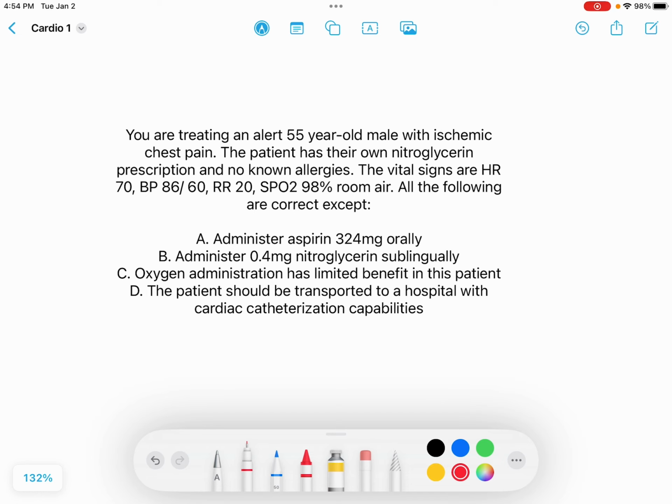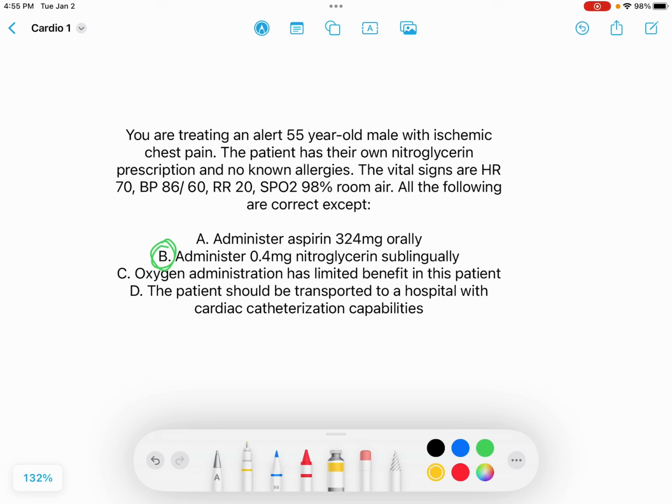All the following are correct except: A, administer aspirin 324 milligrams orally. B, administer 0.4 milligrams nitroglycerin sublingually. C, oxygen administration has limited benefit in this patient. Or D, the patient should be transported to a hospital with cardiac catheterization capabilities. Take a moment, think of your answer. And answer B here is correct.